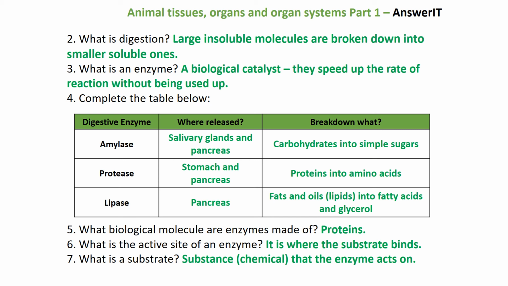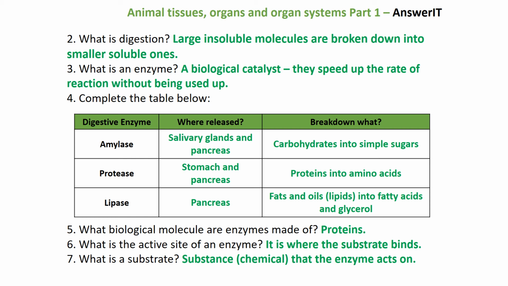Number 4, we have to complete our table. So amylase is made in salivary glands and pancreas, and it breaks down carbohydrates into simple sugars. Protease is made in the stomach and pancreas and breaks down proteins into amino acids. Lipase is made in the pancreas and it breaks down fats and oils into fatty acids and glycerol.